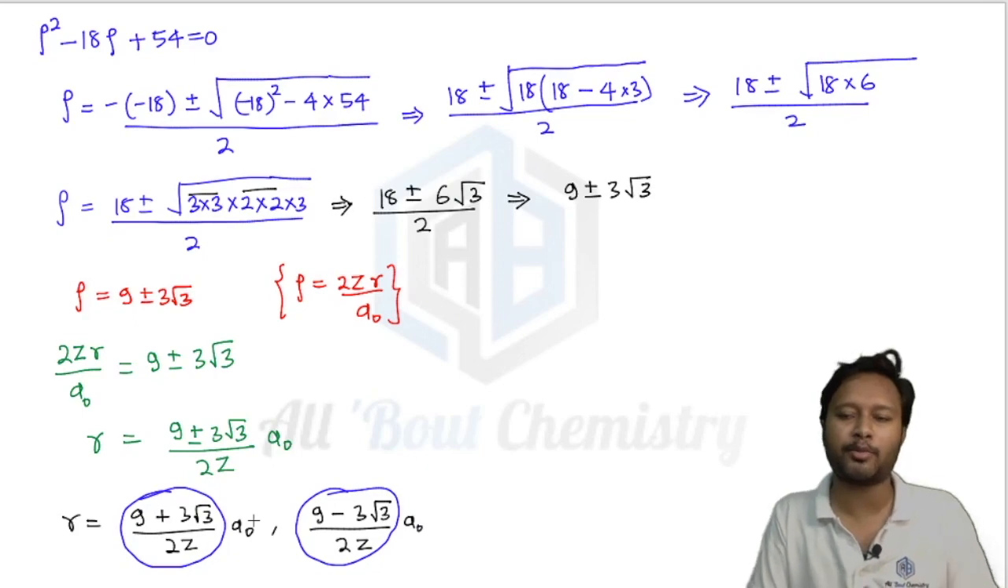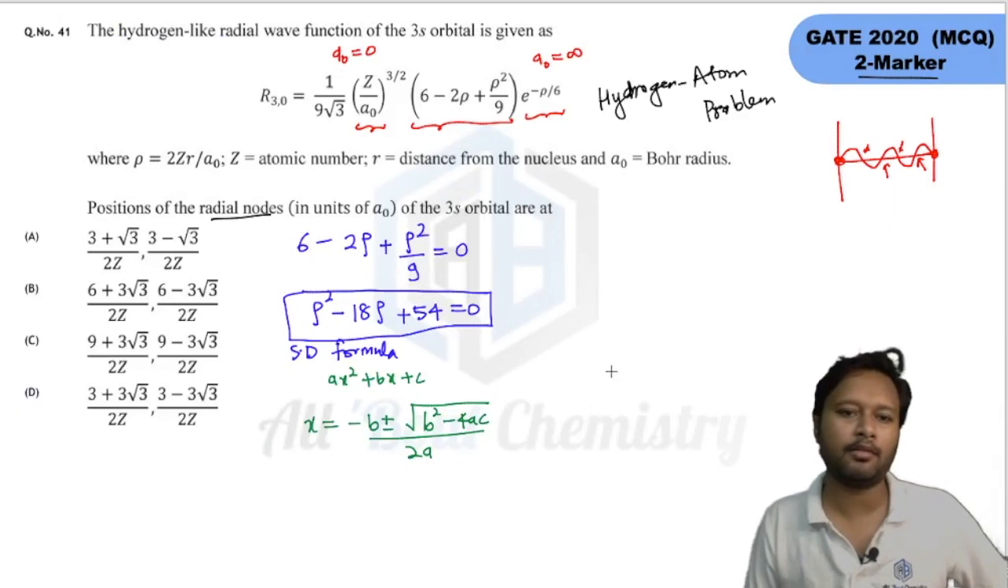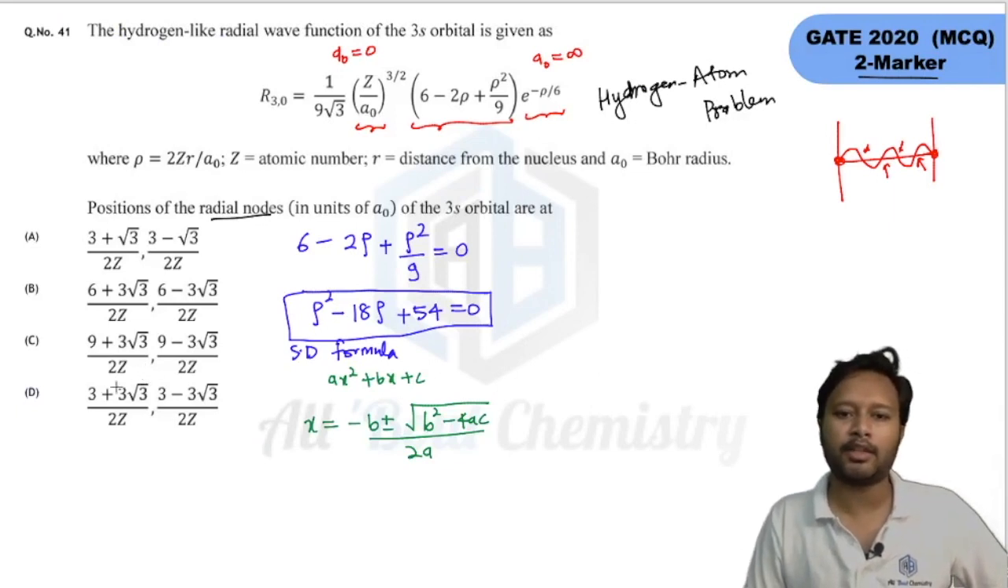So let's look at the options and see which one matches our solution. You can see 9 plus 3 root 3 upon 2Z and 9 minus 3 root 3 upon 2Z, so option C becomes your correct choice. One correction which I have to make in this solution is that here you do not have to calculate the value of a naught, you have to actually calculate the value of r. I just made a mistake over here, sorry about it.